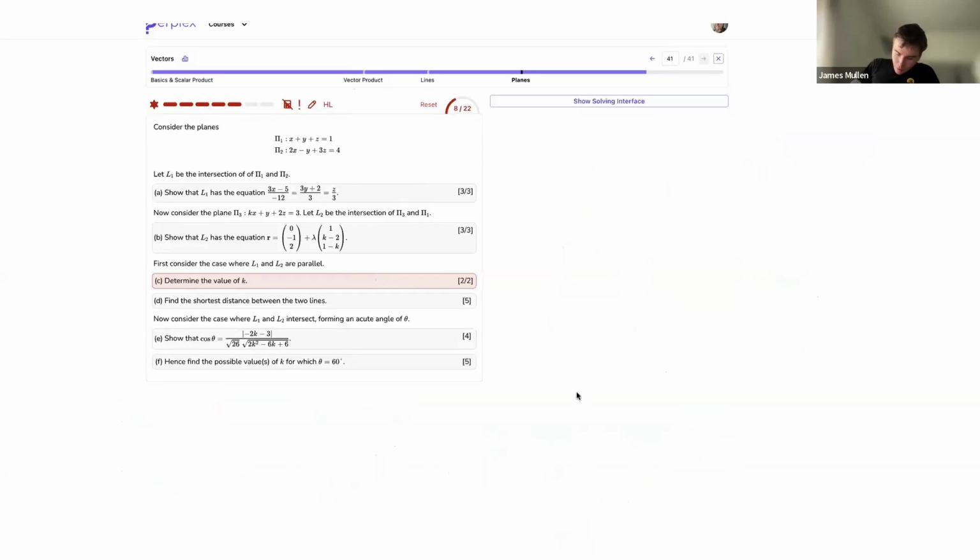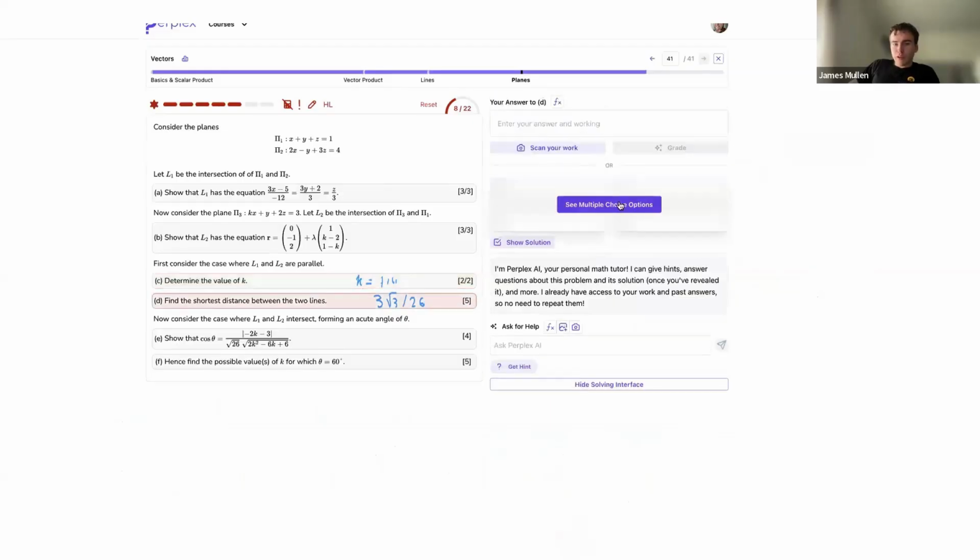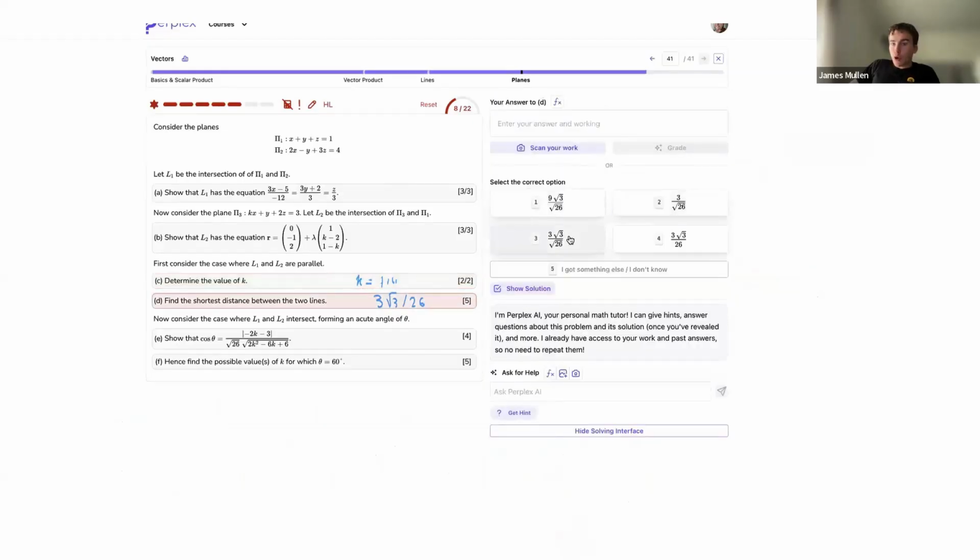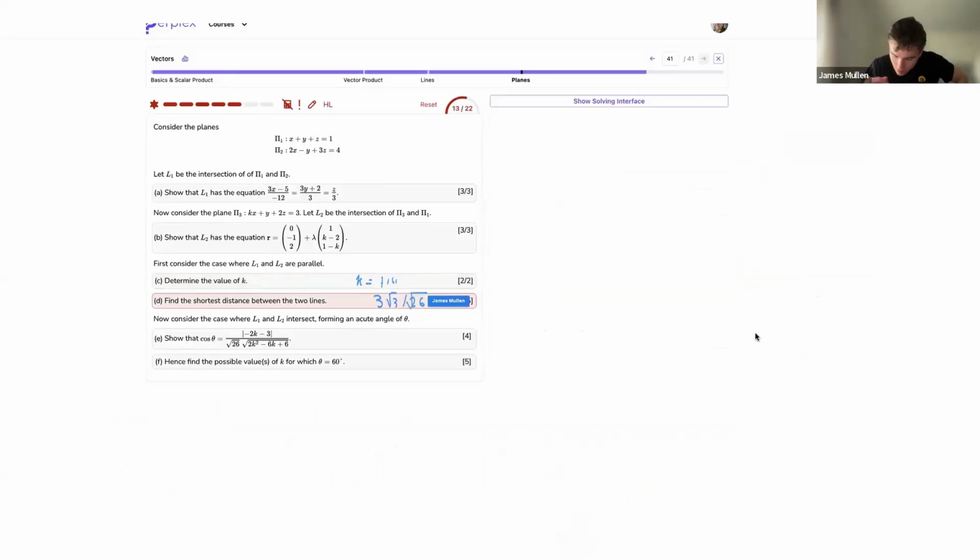So we found, well, k already was 7 over 4. We found that, and this was 3 root 3 over root 26. Let's just check off that answer. And now we are considering the case where L1 and L2 intersect to form an acute angle of theta. All right, so I have L1, L2 intersecting and forming an acute angle of theta.